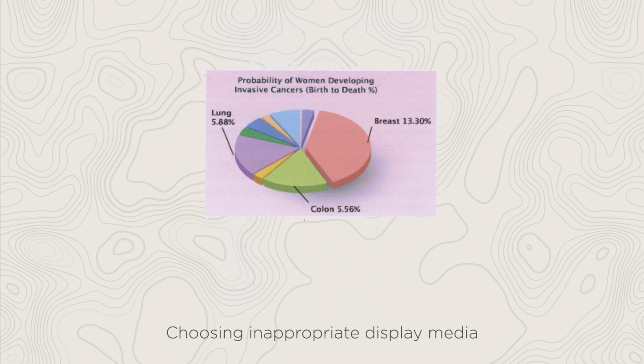Next is choosing inappropriate display media, so showing things just wrong. To be completely honest, 3D pie charts like this are 100% always wrong. They're always a bad idea. It's very difficult to compare data in these little teeny slivers. So thinking about the right way of showing this information is just as important as actually showing the information.